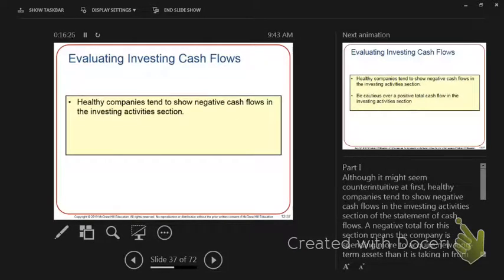All right, investing cash flows. Good, healthy companies tend to have a negative investing activity. Why is that? Because they purchase new investments, new property, plant, equipment. If you have money, you typically spend it.